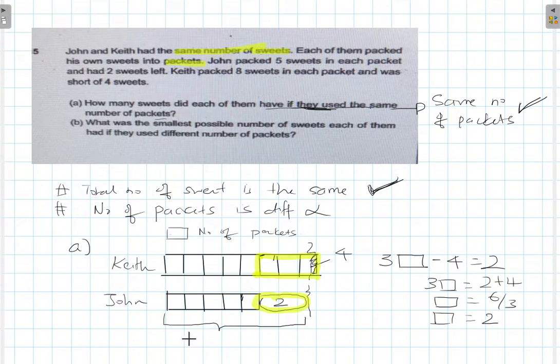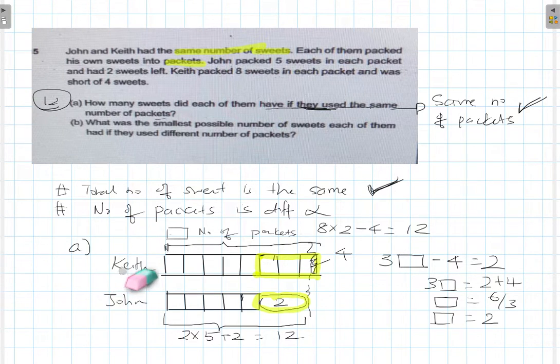So 2 times 5 add 2 will be giving you 12. Over here you have 8 times 2 minus 4 will also give you 12. So this is 12, okay? Okay, then we go to the second question. Let me drop away the first question because the first question is done. Okay?